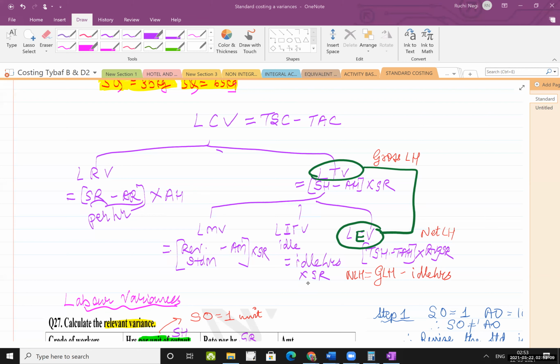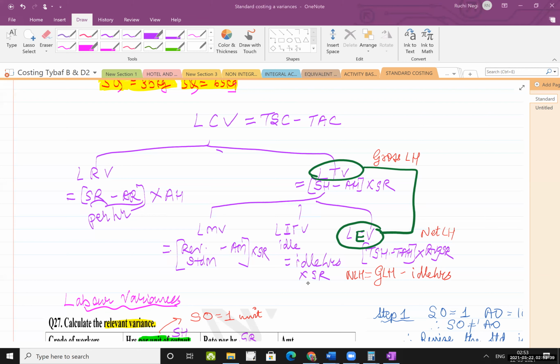And always remember one thing, students, whenever you're calculating labor idle time variance, it is always negative. Why? Because the word unproductivity comes. Idle hours arise when there is unproductive labor. You engage labor so that there are productive hours, not unproductive hours. So by default, your idle time variance is always negative. It will always be an adverse variance.